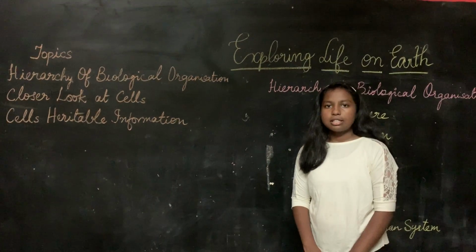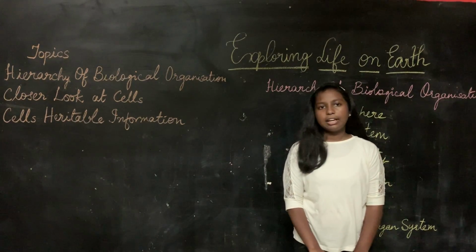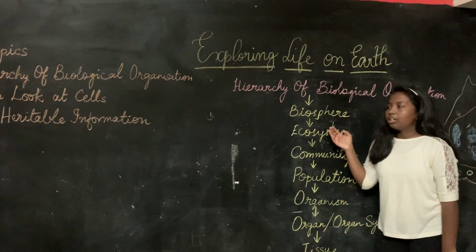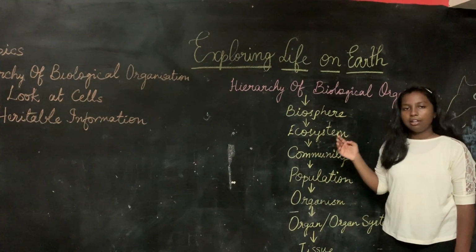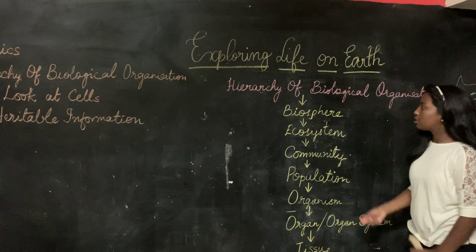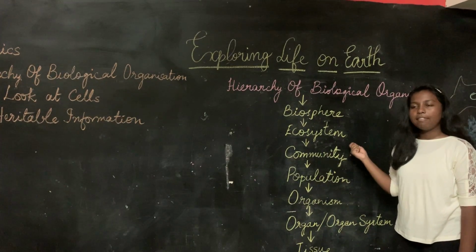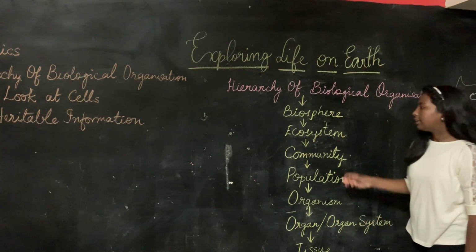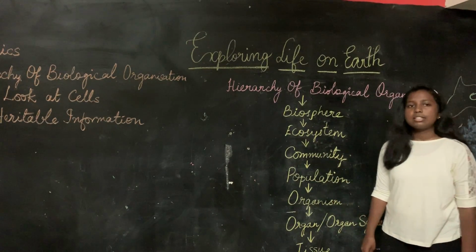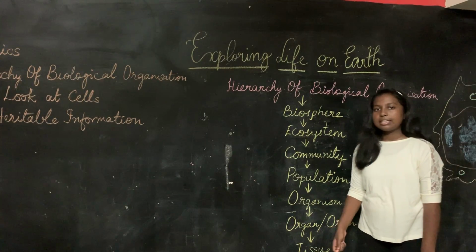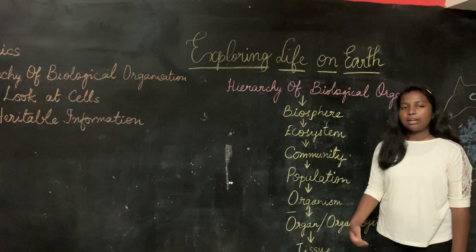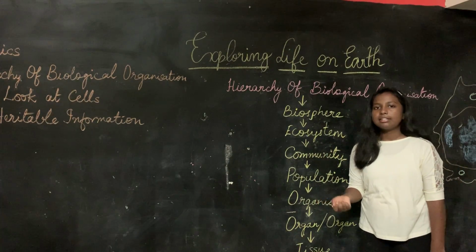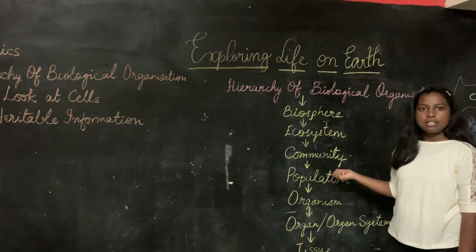Everything around us is a part of the hierarchy of biological organization. The hierarchy goes like this. It begins with the biosphere, which consists of the earth. The earth, all the living and non-living things on the earth, the land and the water, is known as the biosphere. The ecosystem: all the living and non-living things in an environment that communicate with each other is known as an ecosystem. For example, a plant and an animal in any kind of desert.